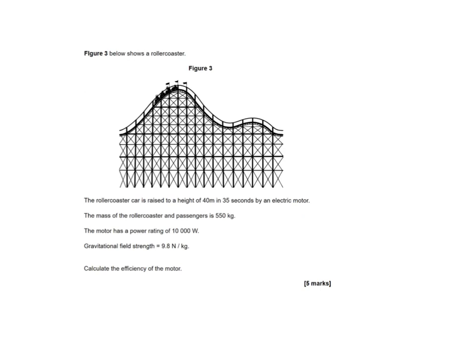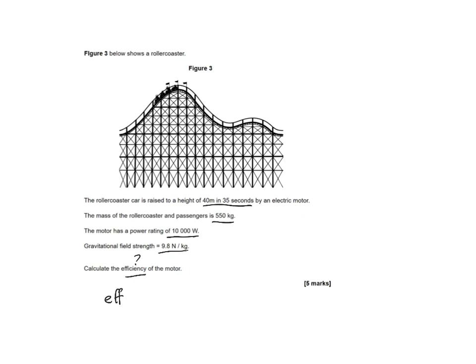Now you have figure 3 here. It shows a roller coaster. Now roller coaster questions are quite often used, and we will also see how we can attempt them. Now it says the roller coaster car is raised to a height of 40 meters in 35 seconds by an electric motor. The mass of the roller coaster and passengers is 550 kilograms. The motor has a power rating of 10,000 watts. So it's giving me so much information here, and I need to figure out how to calculate the efficiency. So all I'm trying to find out here is the efficiency.